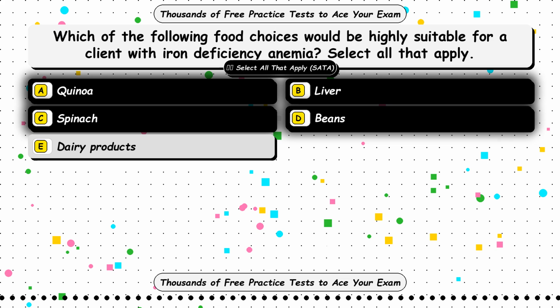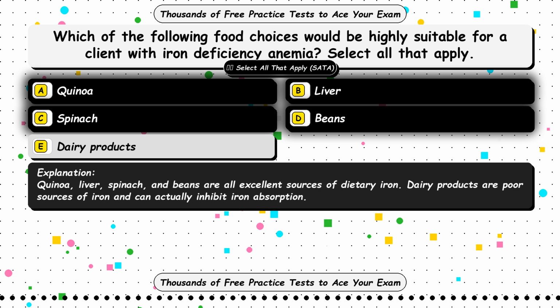The correct answers are options A and B and C and D: quinoa, liver, spinach, beans. Quinoa, liver, spinach, and beans are all excellent sources of dietary iron. Dairy products are poor sources of iron and can actually inhibit iron absorption.